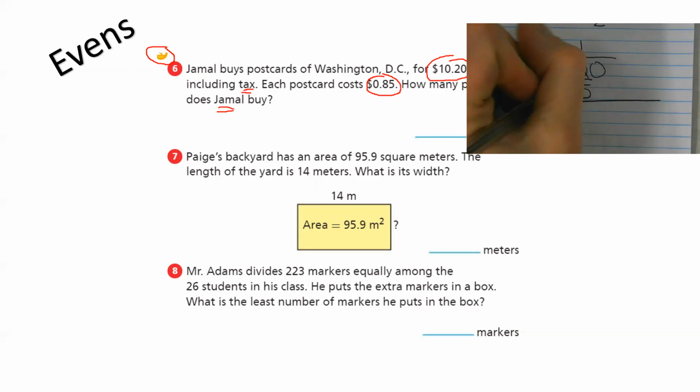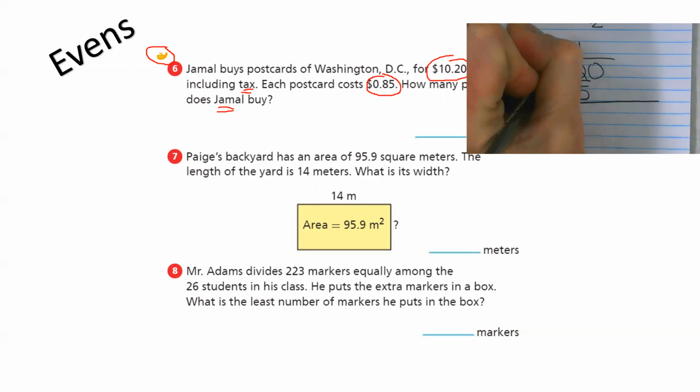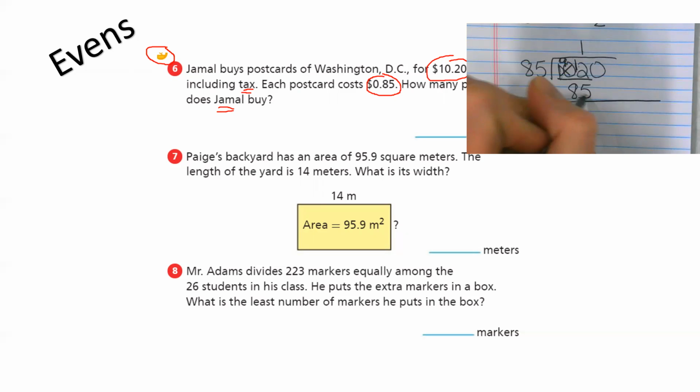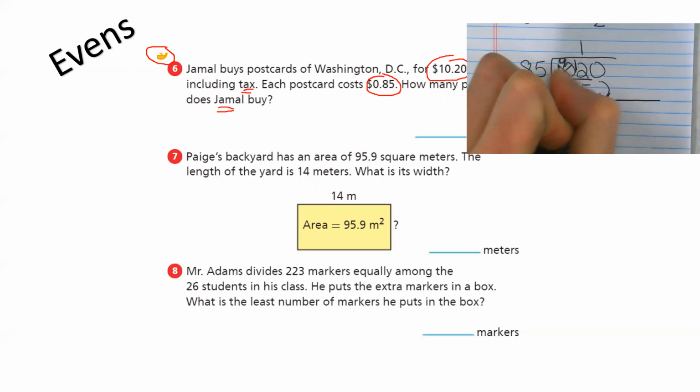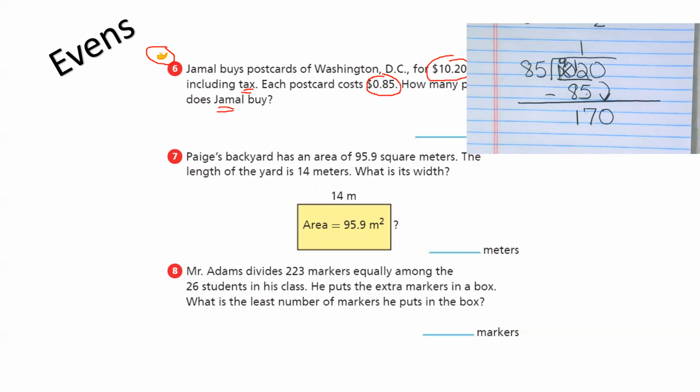What's left over after you pulled out the 85s from 102? Well, we have 12, and then this turns into a 9. 12 minus 5 is 7. 9 minus 8 is 1. Bring down this number. How many 85s go into, well, 170? 2.